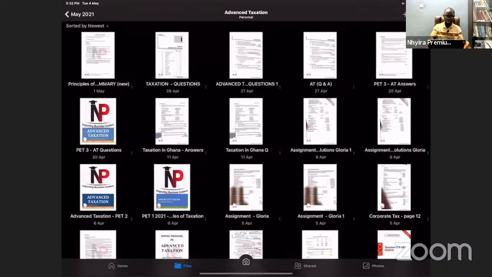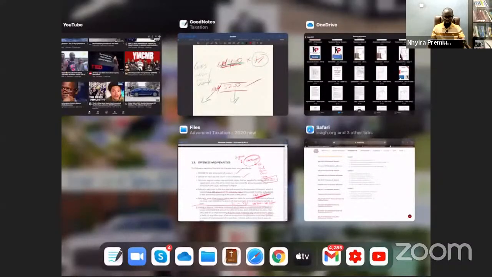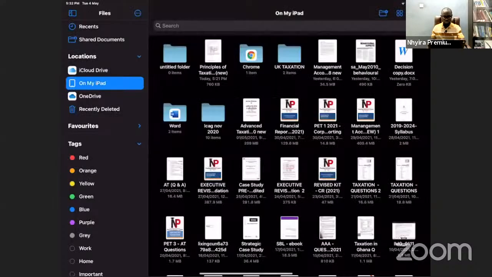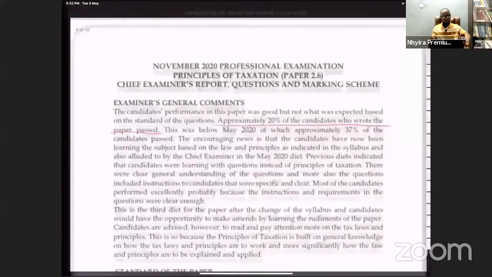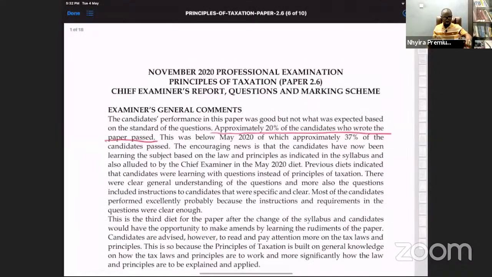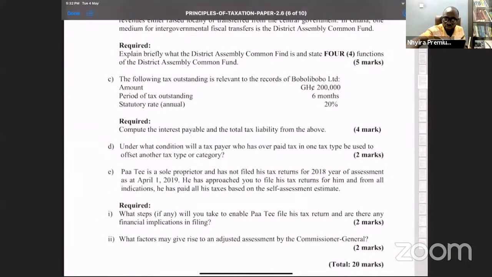I don't know if I can bring it up. Let's see. Where is my file? November 2020. Let's see. There was something similar like that. I don't know if I'm right. November 2020 is just, is it the Rejoice Bar? Let me bring it up.